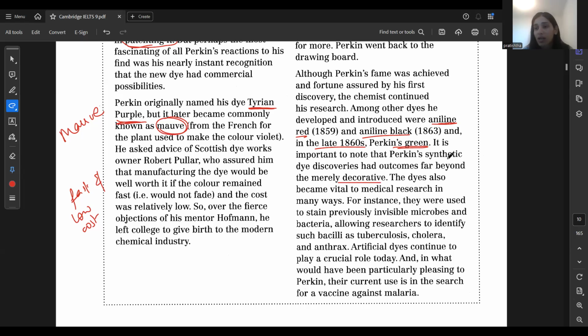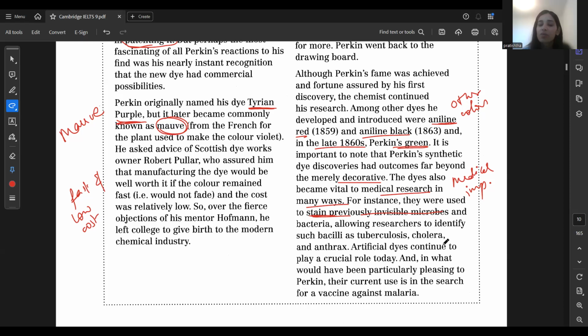So it was beyond decorative. It was not just dyes for clothes. These dyes also became vital to medical research in many ways. So, medical importance. And then he's talking also about other colors. For instance, they were used to stain previously invisible microbes and bacteria. So they stained microbes, allowing research to identify such bacilli as tuberculosis, cholera, and anthrax.